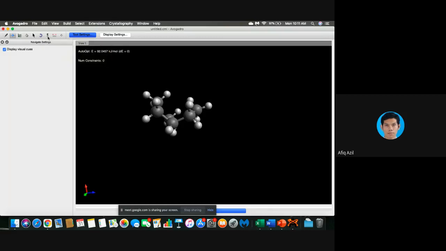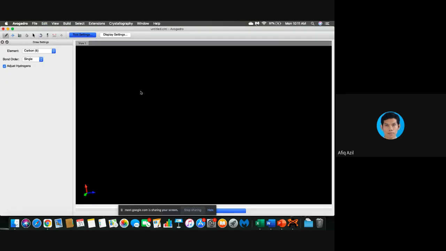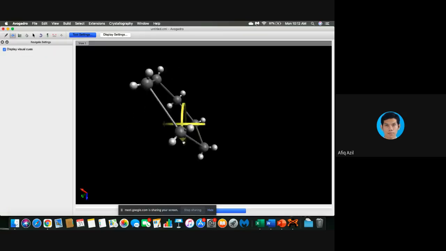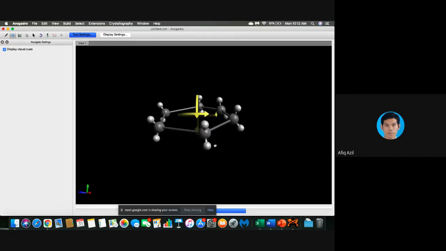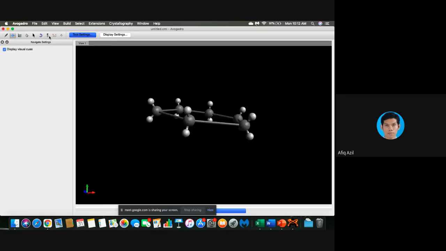Okay, for example, if I don't press this, and I clear and draw the cyclohexane again, it could be something like this, which is not correct. I mean, the structure doesn't look like this, right? It is not supposed to be 2D or flat. So what you need to do is just press this E button, the auto optimization tool.